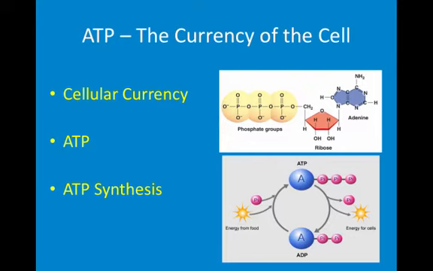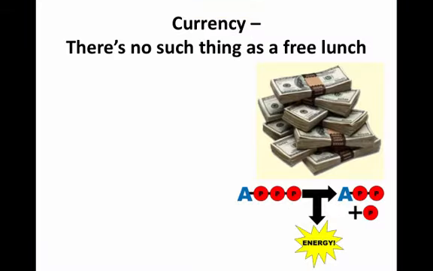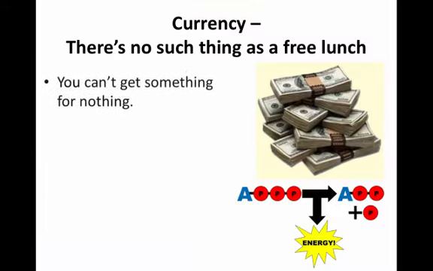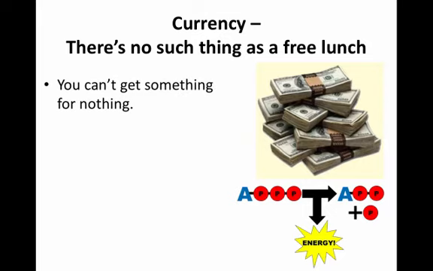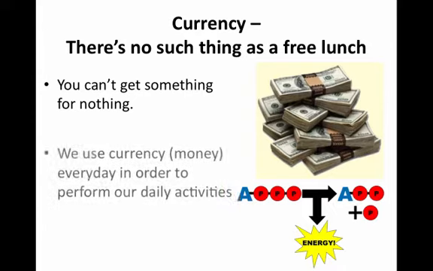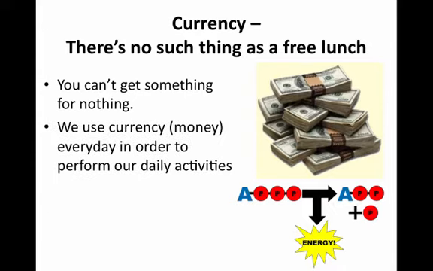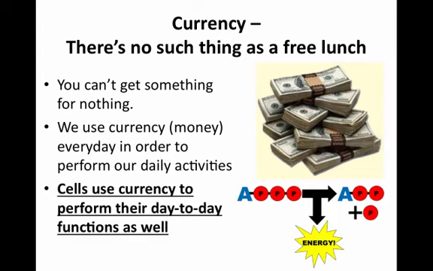We're going to also talk about in our notes how it's made, or how ATP synthesis occurs, and then what is the ATP cycle. So we know the old saying, you can't get something for nothing, and that holds true as well when we're talking about cellular work. You can't get cellular work done if you don't put something into it. So just like we use money in our daily activities, cells use energy currency to perform all their day-to-day functions.